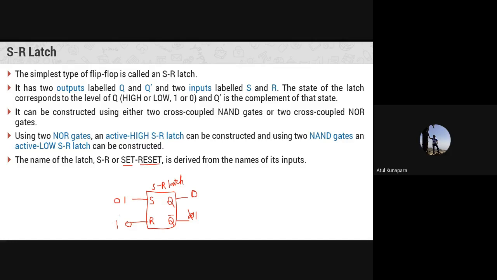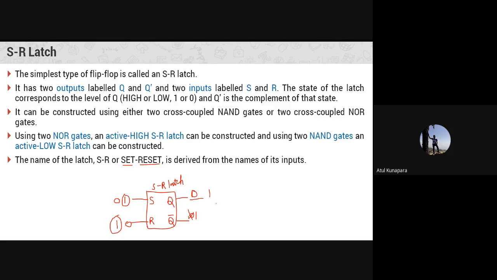Whenever logic high is coming to the R input, that is the reset input, your output is going to be made 0. And whenever logic high is coming to the set input, that is S, your output is going to be made logic 1, that is, set. So this is the set condition and reset condition of your latch.